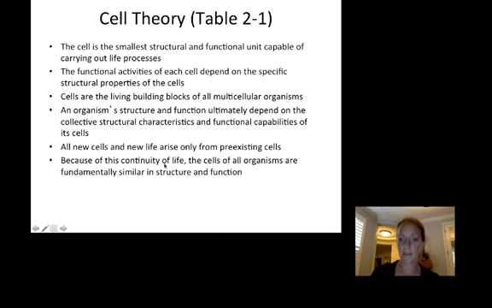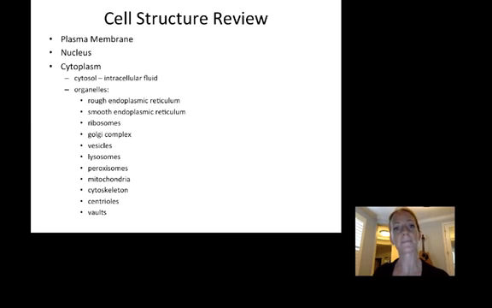Because of this continuity of life, the cells of all organisms are fundamentally similar in structure and function. Although you guys will see when we look at the human body how different and unique different specialized cells can be. Today we're going to talk about general animal cells, and as we go through the different units of this course, you will see the cells of the specific organ systems and how they change in structure and function.